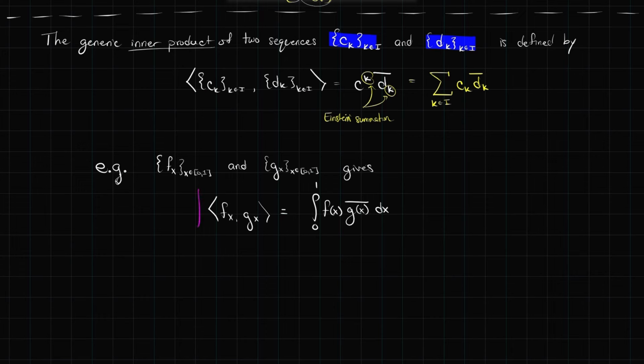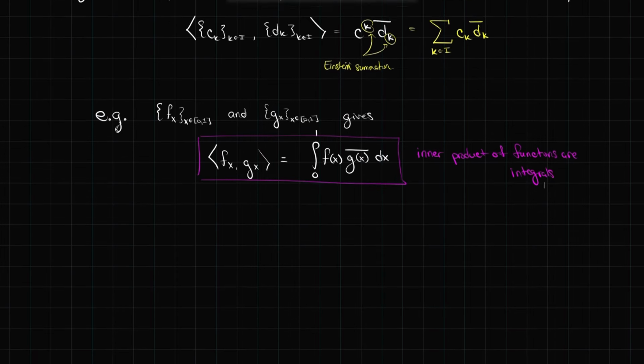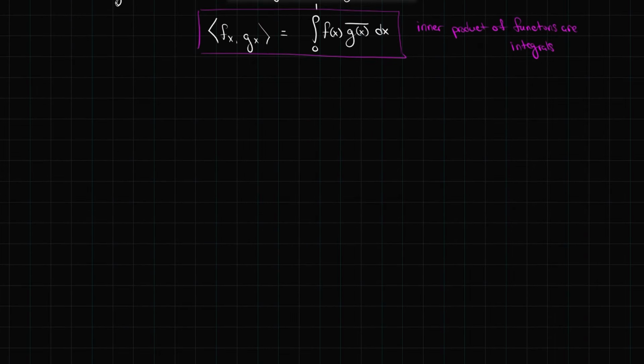And so what we learned down here is that the inner product of functions are integrals, but the inner product of vectors or maybe other sequences with discrete index sets are going to be summations. So inner products are either summations or integrals, depending on if we're working with functions or sequences or vectors, kind of finite dimensional vectors. So let's just do a couple more examples of these.